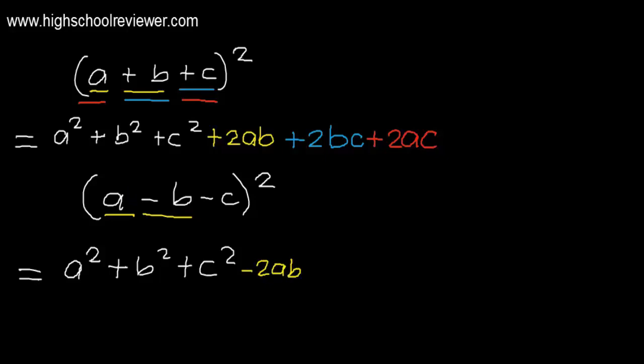Next, multiplied by 2 the second and the third term. Negative times negative, that is positive. And then multiply by 2 the second and the third term. Next, we are going to multiply by 2 the first and the third term. Positive multiplied by negative, that is negative. So 2 multiplied by first and third term. This is the answer for the quantity of A minus B minus C raised to the power of 2.